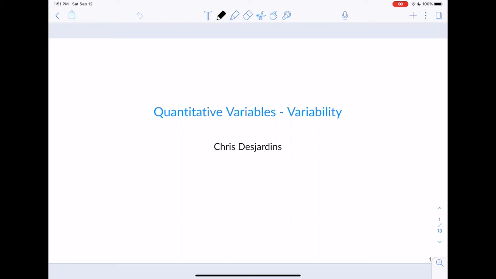Today we're going to talk about variability with quantitative variables. Last time we talked about center and spread, and so today we'll finish out our lectures on quantitative variables by talking about variability. And this corresponds to section 2.3 in Lock 5.